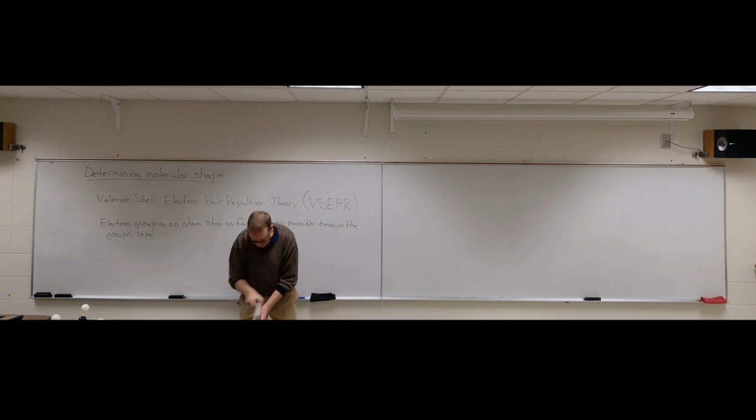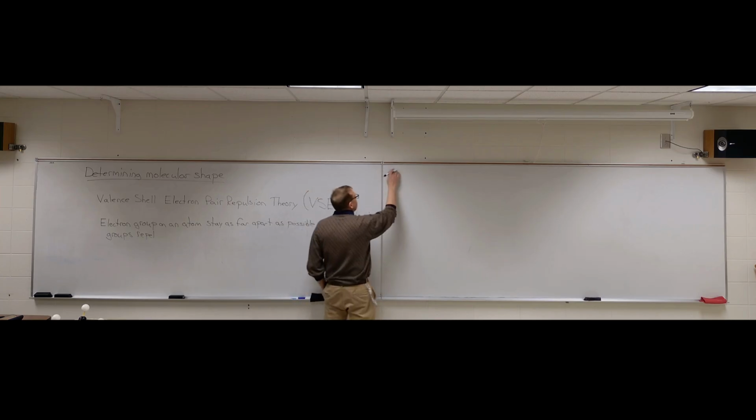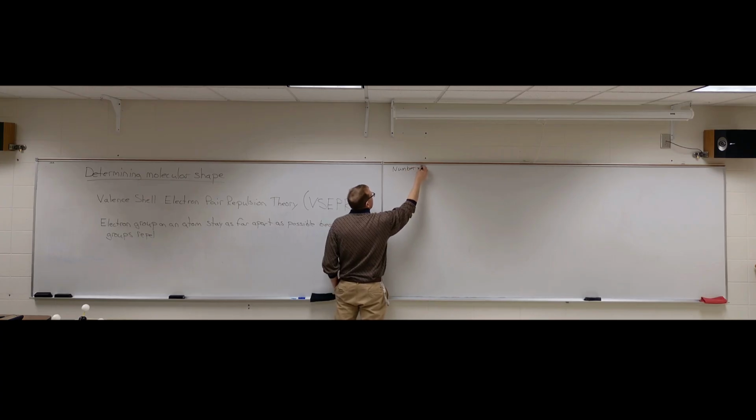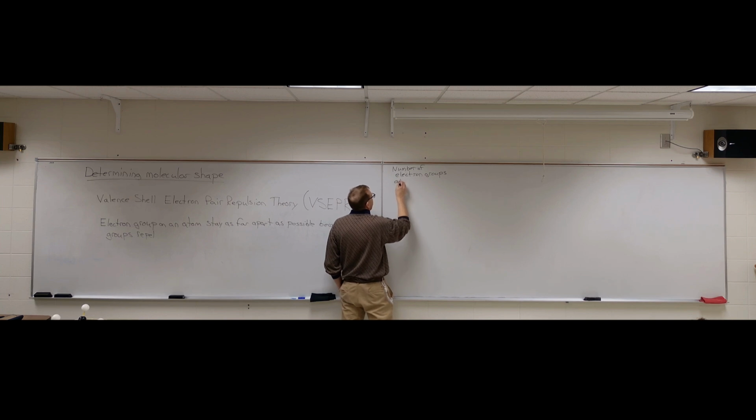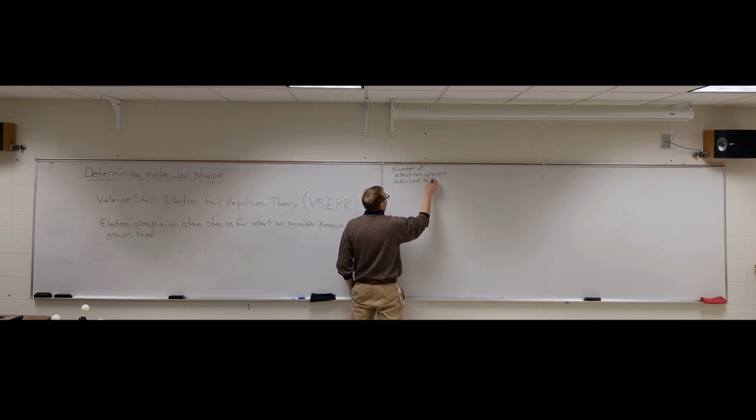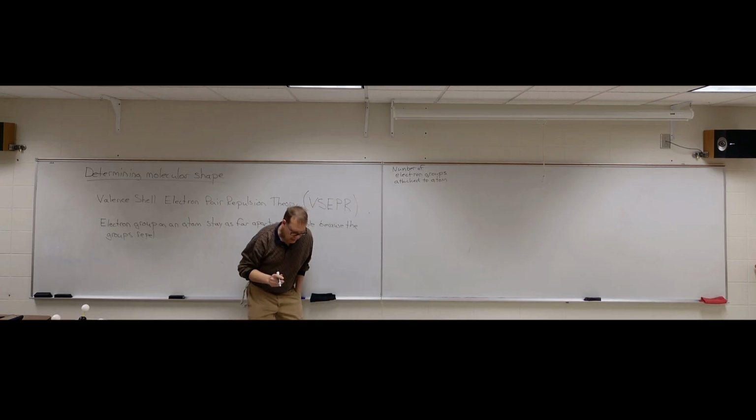So I'm going to make a table for you. The first column is going to be number of electron groups. And we're going to talk about what an electron group is here in a second. Number of electron groups attached to an atom. That'll be column number 1 in this table.